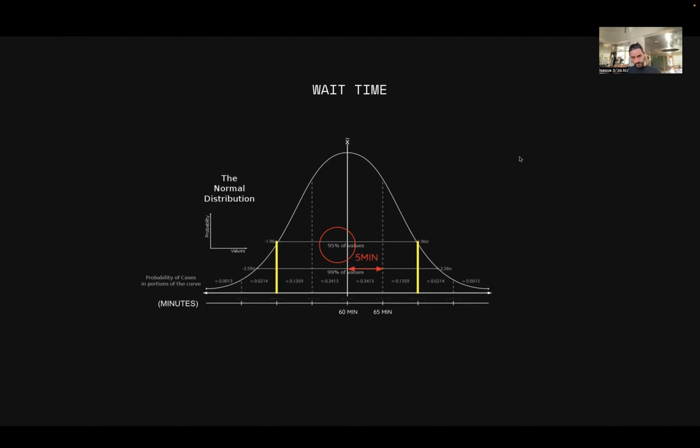Well, this is 5. 60, which is the average, plus 5 is 65. Plus 5 is 70. 60 minus 5 is 55. Minus 5 is 50. So 95% of the people at the Apple store waited between 50 and 70 minutes.